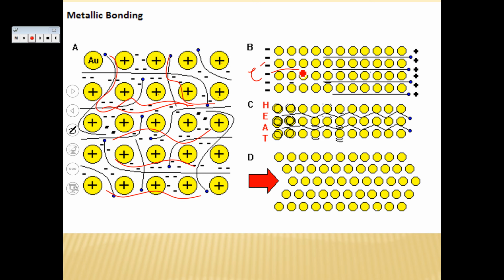If you take a look at C, it shows you how the structure of metals allows them to be good conductors of heat. Heat is sent, say, from one side to the other, and because of the delocalized sea of electrons, it carries that energy across the structure.